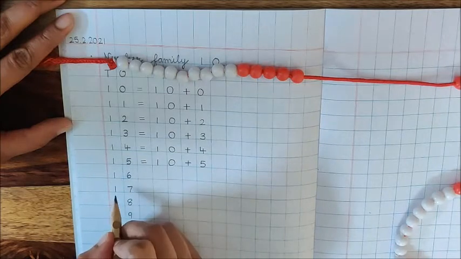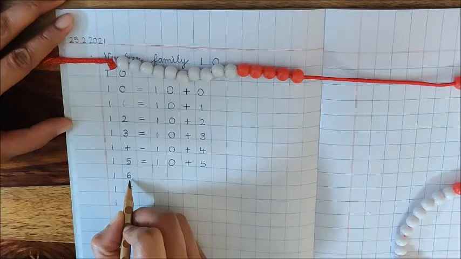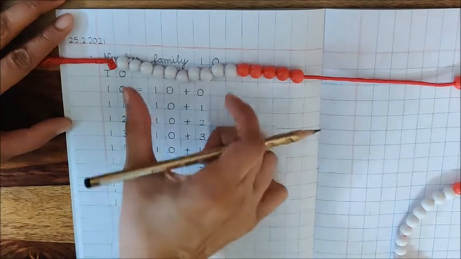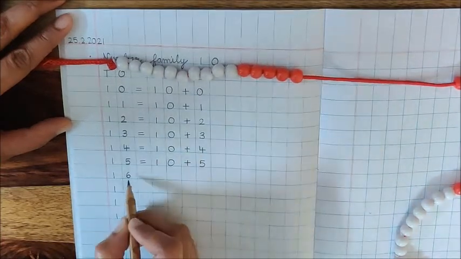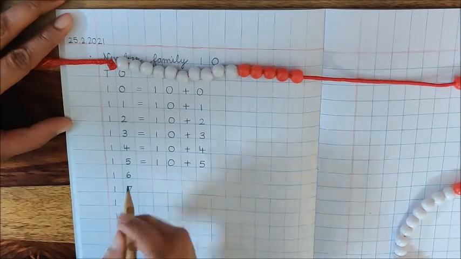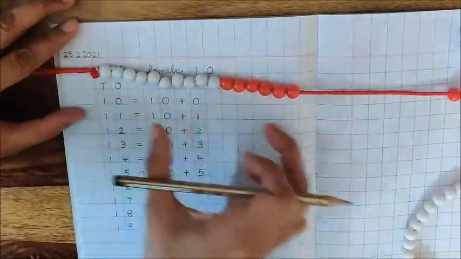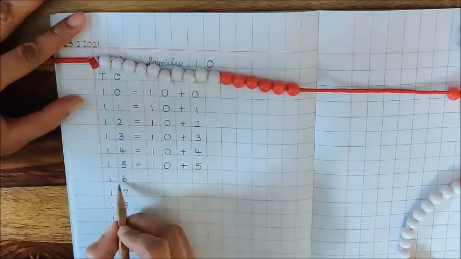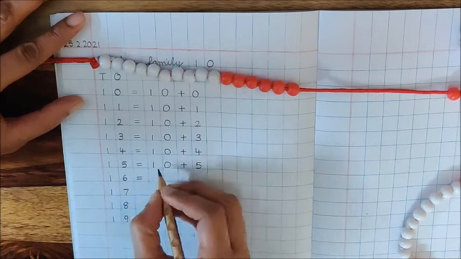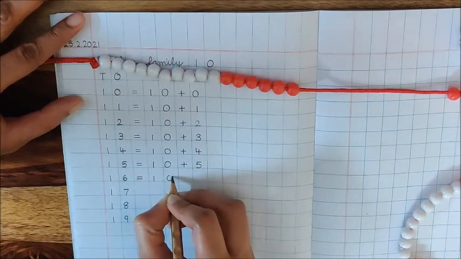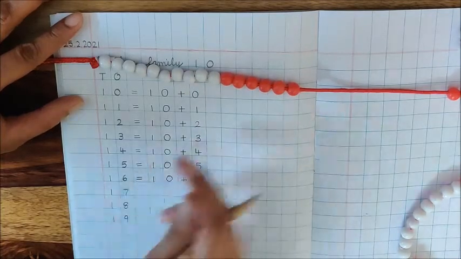Next number is 16. How many tens and ones? 1 ten and 6 ones is number 16. 1 ten we already have. Here we have 5 ones but we need 6 ones. What do we have to do? Take out one more. 1 ten and 6 ones is number 16. So right here 16 is 1 ten and 6 ones is number 16.